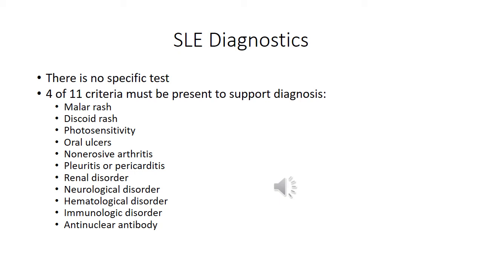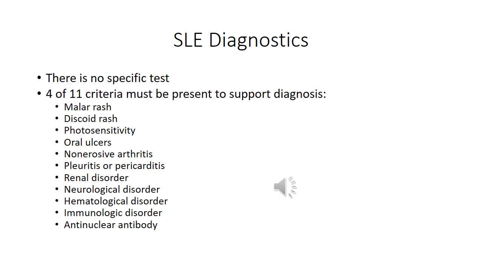There is not one specific test that is used to diagnose lupus. 4 of the 11 criteria must be present to support the diagnosis. The criteria can include the malar rash, discoid rash, photosensitivity, oral ulcers, non-erosive arthritis, pleuritis or pericarditis, renal disorder, neurological disorder, hematological disorder, immunologic disorder, and a positive anti-nuclear antibody test.